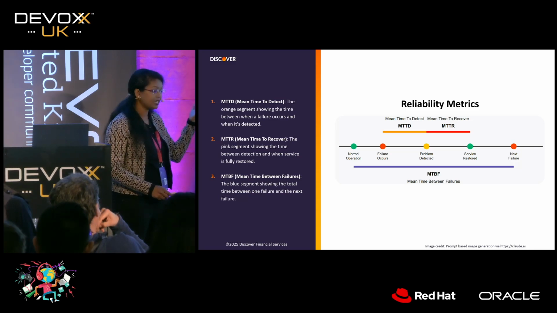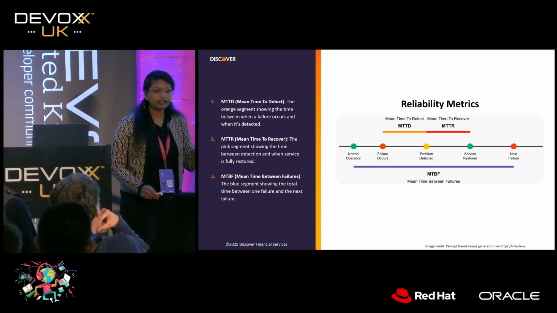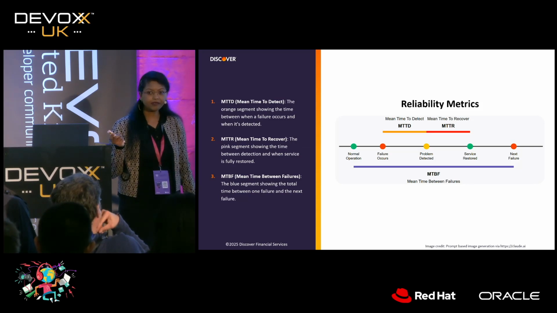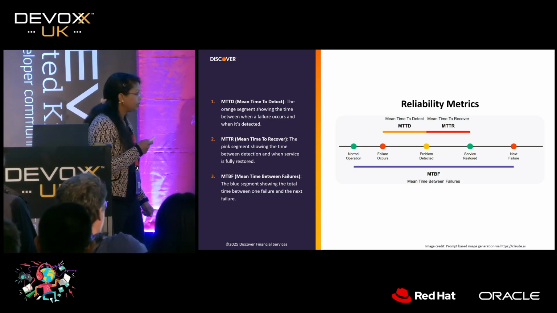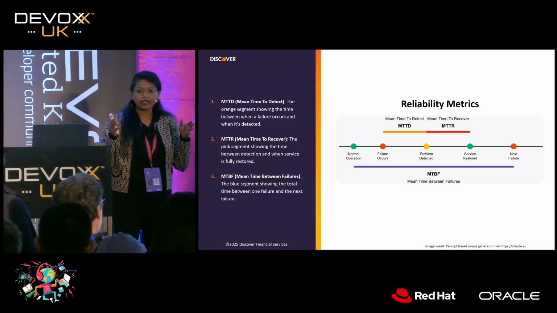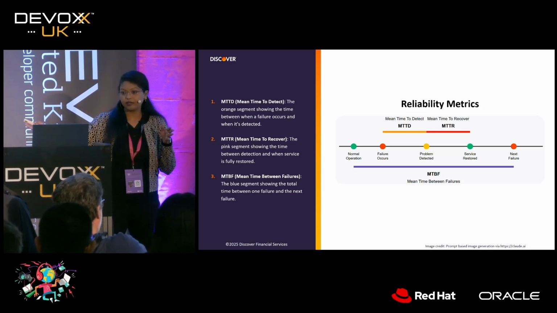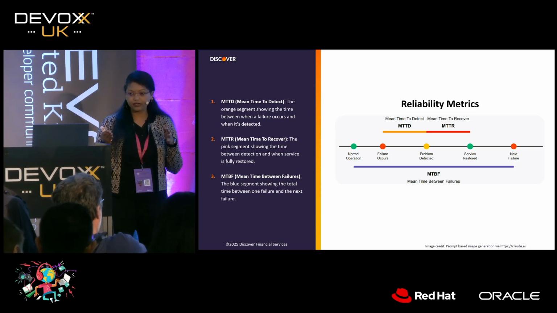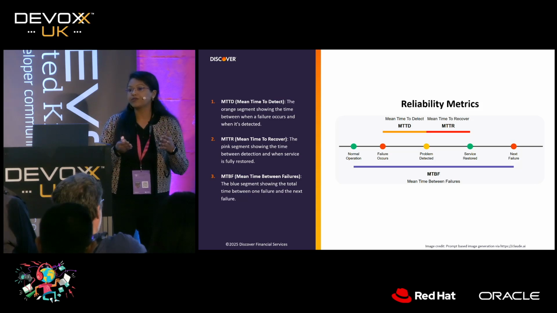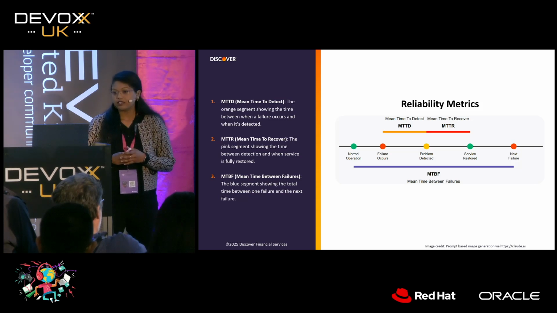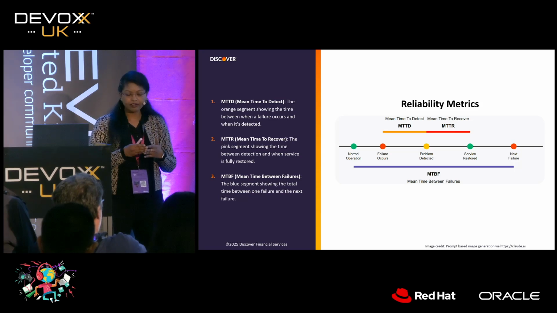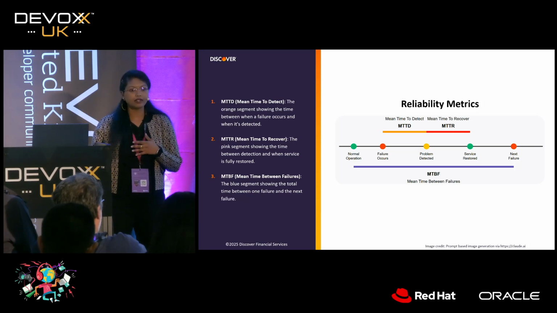And once we have detected, what's the time taken to restore the service? That's mean time to recovery. And mean time between failures is the time between each of these failures. So overall, our objective needs to be to reduce the numbers for these metrics. The lesser the numbers on mean time to detect, recovery and failures, the more reliable our system is.